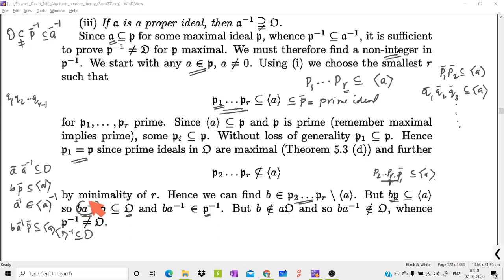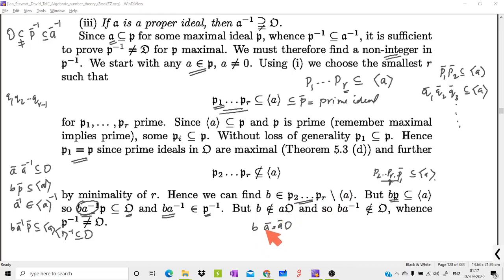If we consider this as X, we can say that X times P is contained in O, then X will be an element of P inverse. Now we get B A inverse is an element of P inverse. But on the other hand, B A inverse is not an element of O, because A O is equal to A itself, since A is an ideal. Then we have chosen this B from P2, P3, etc. PR minus A, so we can say that this B is not an element of A.